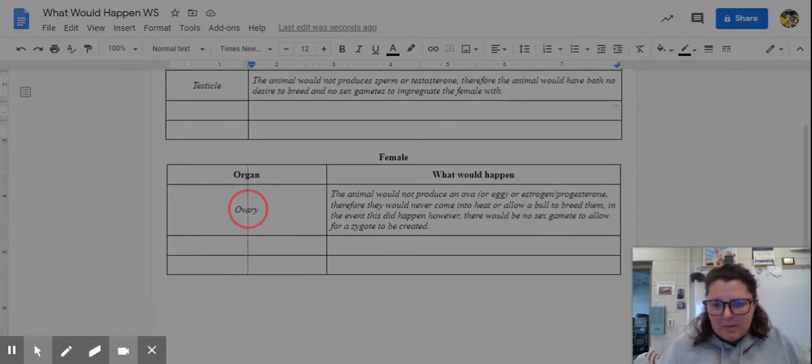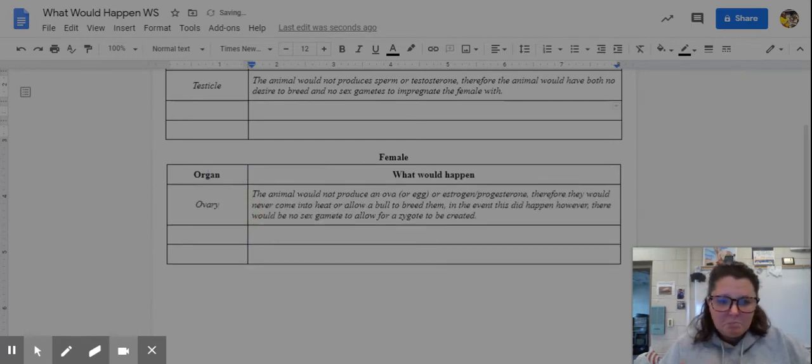Now, testicles and ovaries are very similar in their function, except for what they're producing, right? In the event of an animal having an ovary that doesn't function properly, the animal would not produce an ova or the egg, and it would not produce estrogen or progesterone. Again, domino effect. What's happening because they're not producing those things? Therefore, they would never come into heat or allow a bull to breed them. If they don't have progesterone and estrogen, they're never going to come into heat. They're never going to ovulate. They're just not going to. So they're more than likely never going to let the bull breed them.